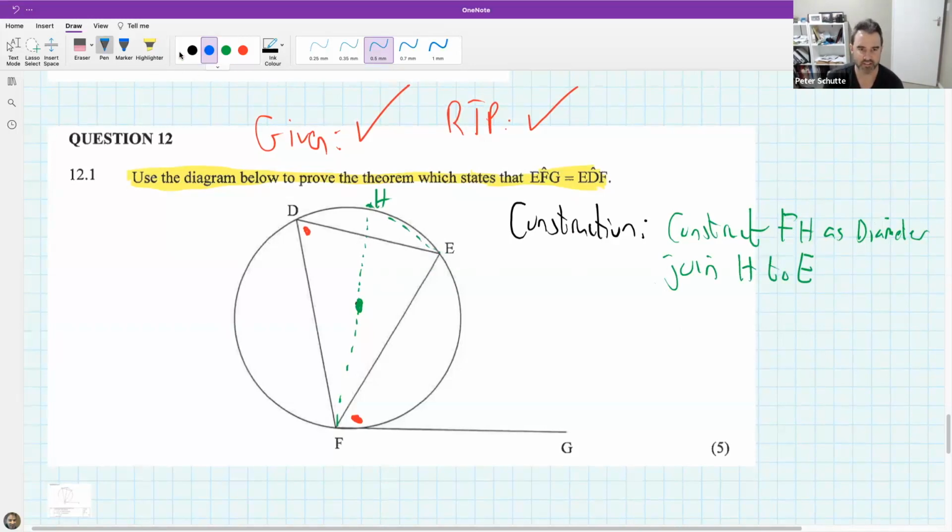What is my next step? I am indeed allowed to make up letters. If I didn't make up letters, and I didn't have to use H, I could have used something else, but I needed a point on the circumference.